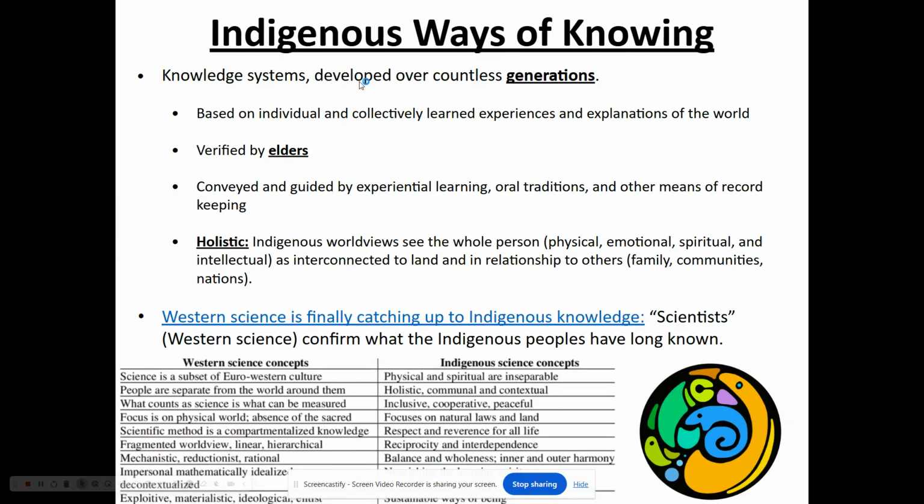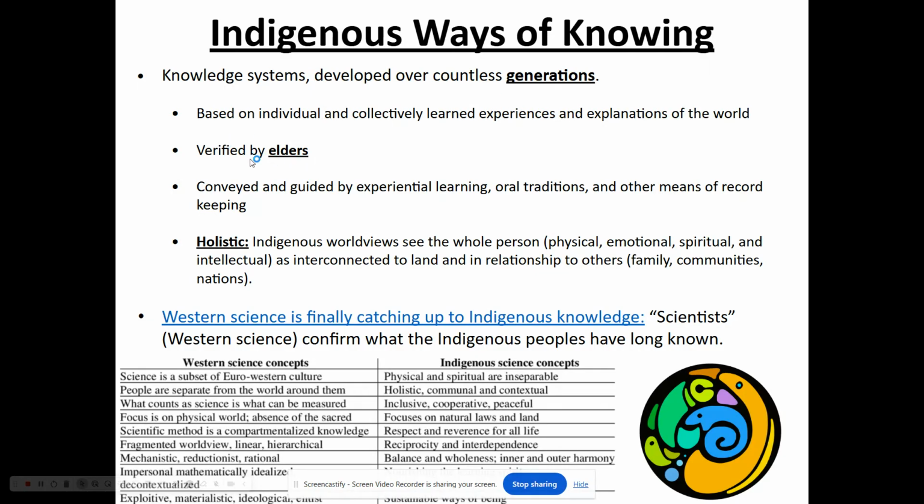And we're going to take a look now at indigenous ways of knowing. Oftentimes in school, what you're taught is what's called a Eurocentric or Western way of knowing, Western science. And you'll see here there are quite a few differences between Western science and indigenous ways of knowing. Indigenous knowledge systems are super important because they've been around for countless generations. So these are not new knowledge systems. They're based on individual experiences, but also collective experiences, to explain the world around them.